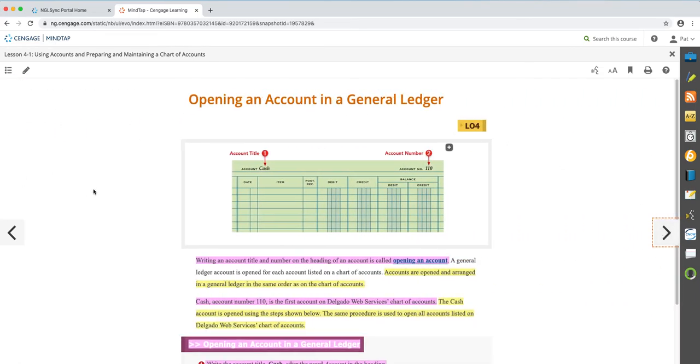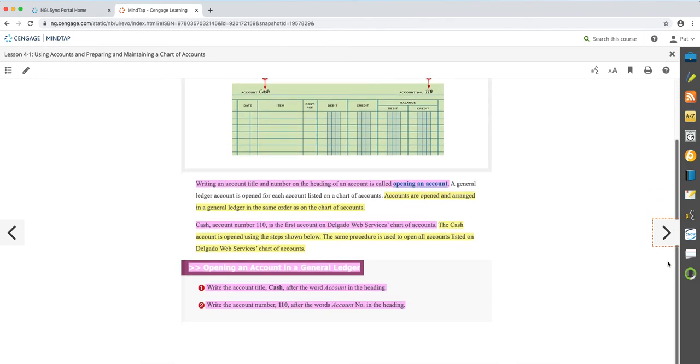Opening an account, you'll have to do those when we do our assignment. Opening an account in the general ledger, how do you do it? You put the name of the account and the number of the account, and they will ask you that. How do you open an account? Put the name and put the number. When you open an account, you put the name and the date. False. Name and the account number.